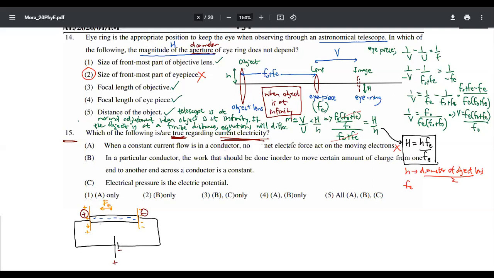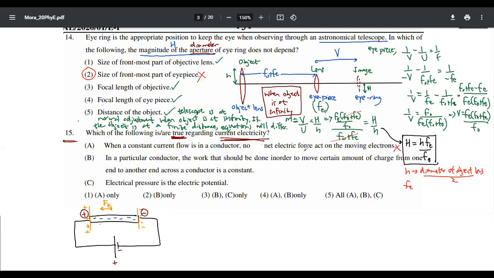So you can't say there is no force. There will be a force acting, and there will be a resistive force too, but we can't say net force is zero. If the net force is zero, electrons will not be moving. For the electrons to move, they should have a force acting on them. So A is wrong.